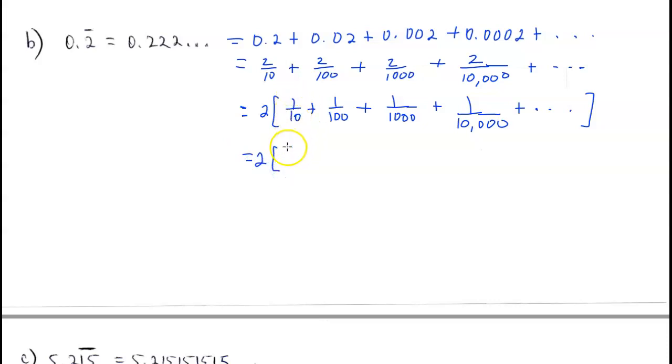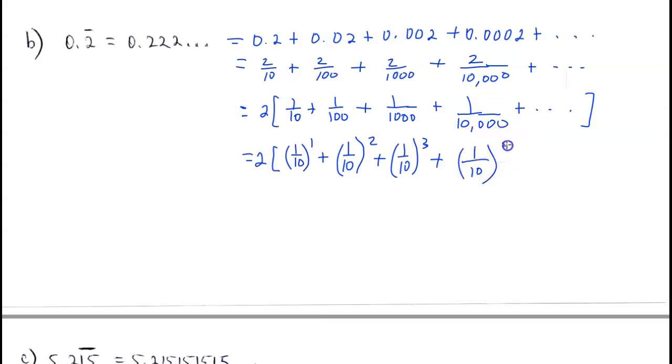Of course, we could express 1/10 as 1/10 raised to the 1. We know that 1 divided by 100 is the same as 1 over 10 raised to the 2. Thus, we could express 1 over 100 as 1/10, all raised to the 2. This next one could be expressed as 1/10 raised to the 3. The next one, 1/10 raised to the 4, and so on.